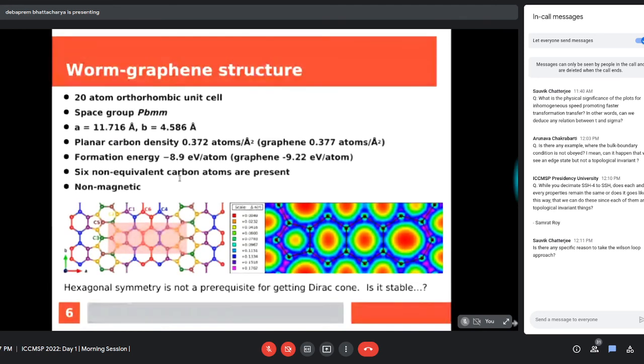So even having an orthorhombic cell, it can show semi-metallic behavior. So hexagonal symmetry is not a prerequisite for getting a Dirac cone in the band structure.